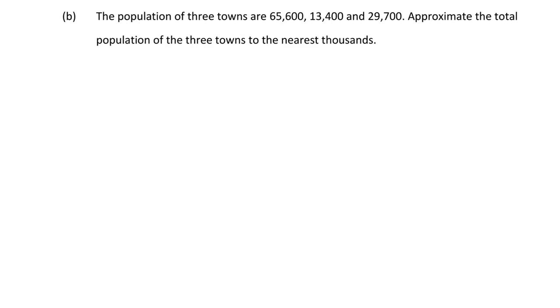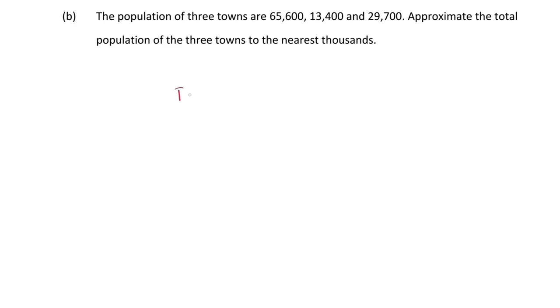Part B of the question, the populations of 3 towns are 65,600, 13,400, and 29,700. We are supposed to approximate the total population of the 3 towns to the nearest thousands. Okay, so this is the approximation problem. So first we are going to find the total population by adding the numbers.